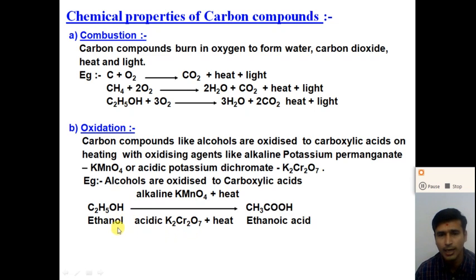So alcohols are oxidized to carboxylic acids in the presence of an oxidizing agent like alkaline KMnO4 or acidic K2Cr2O7, right? See here, when ethanol is heated in the presence of alkaline KMnO4, it converts into ethanoic acid. Similarly, when propanol is heated in the presence of K2Cr2O7, it converts into propanoic acid, like this. So this property is called the oxidation property, right?